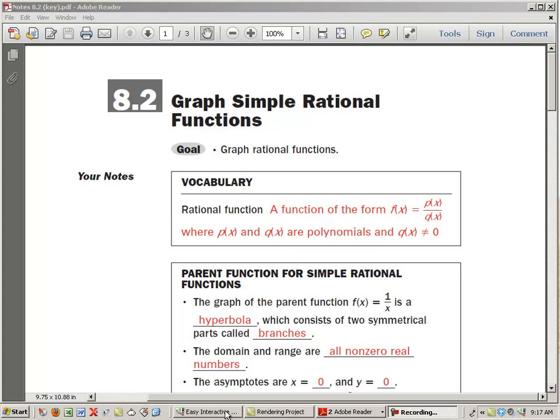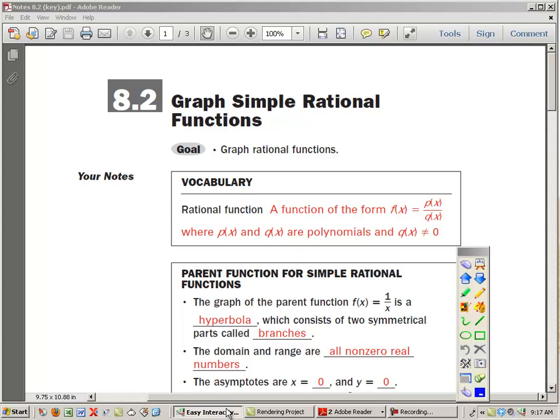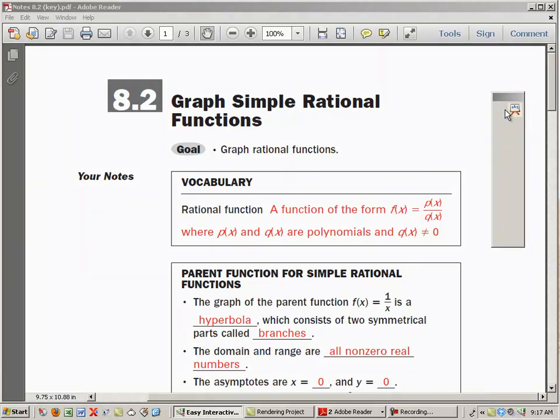Again, rational implies that we have a fraction, and so by having a rational function, now we're going to have x's on top and on bottom. So we've got some work to do today. Again, take some good notes here, and hopefully this will make good sense to you.